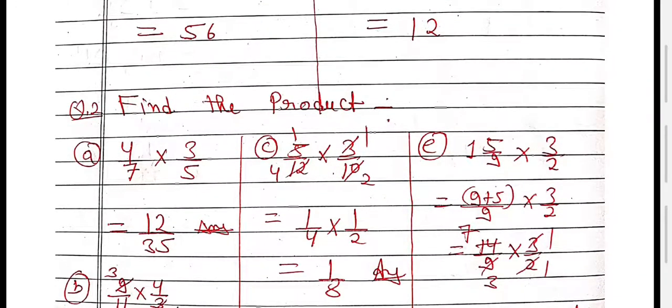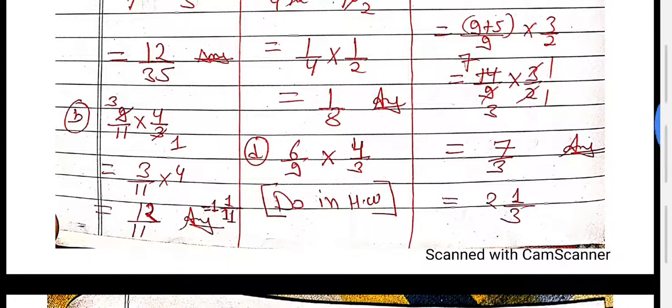Now come on C part. 5 upon 12 into 3 upon 10. Now just check cross. If you want to check cross, 5 1 is 5, 5 2s are 10, 3 1 is 3, 3 4s are 12. What do you get? You get 1 upon 4 and 1 upon 2. What do you get? 1 upon 8. 1 upon 8 is your answer. Now D part you have to do by yourself in homework.